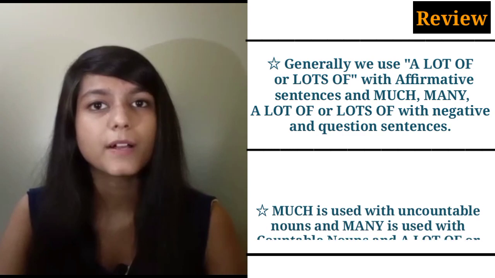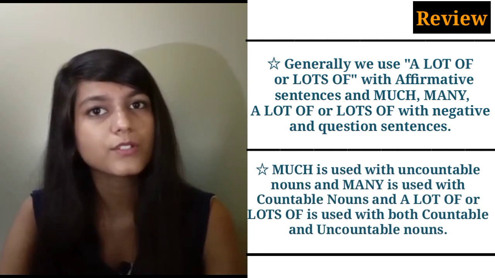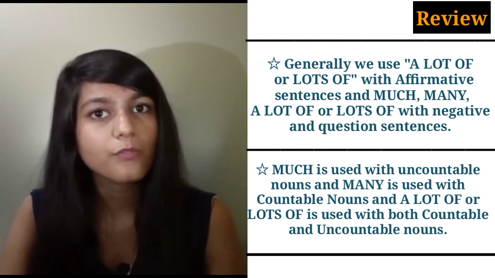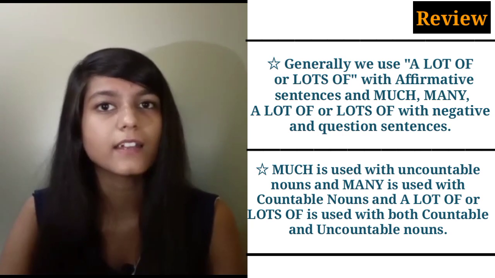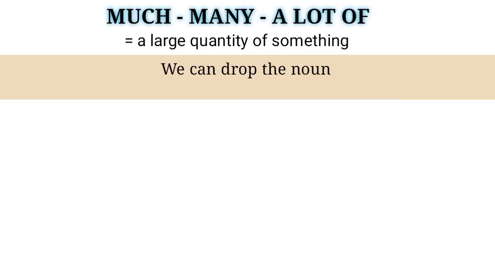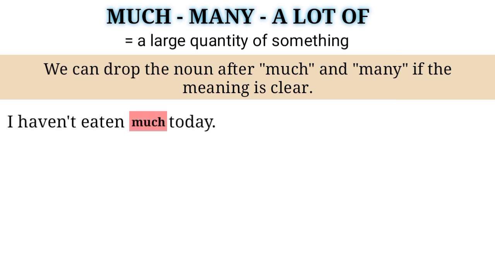Second point, much is used with uncountable nouns and many is used with countable nouns. And a lot of and lots of is used with both of them, countable and uncountable. Now, some bonus points are: we can drop the noun after much and many if the meaning is clear. Look at the examples. I haven't eaten much today. We are obviously talking about eating much food, so we can drop the noun, that is food.